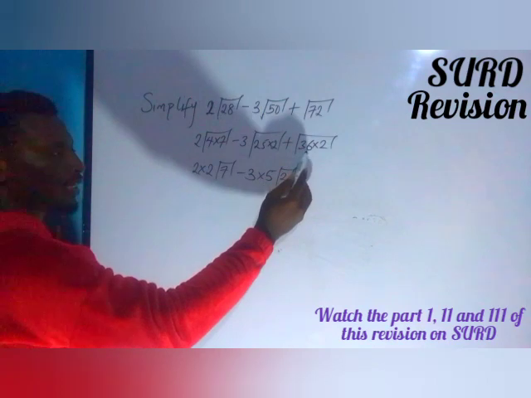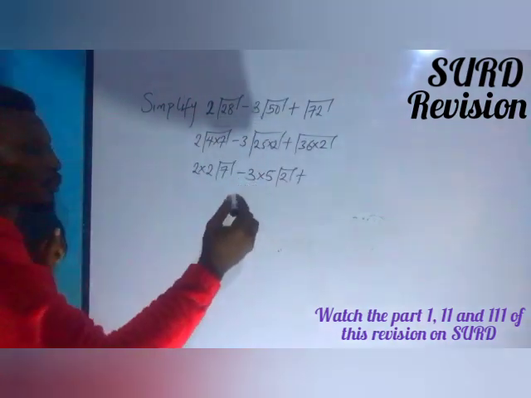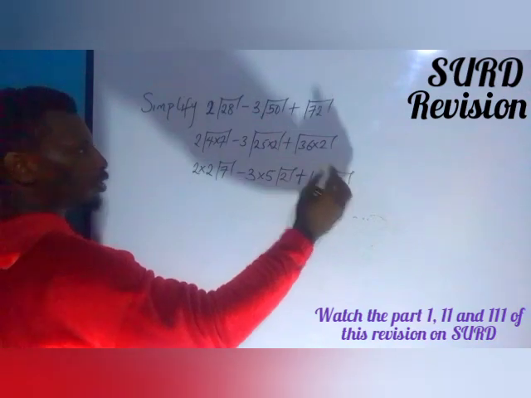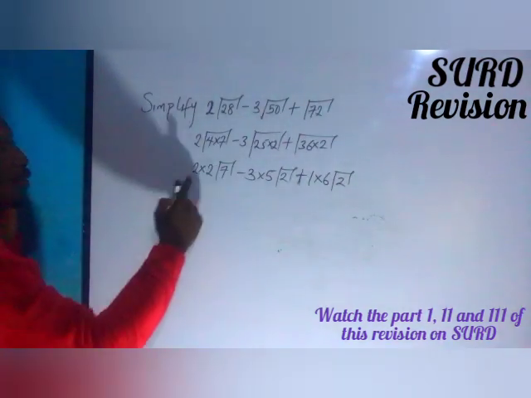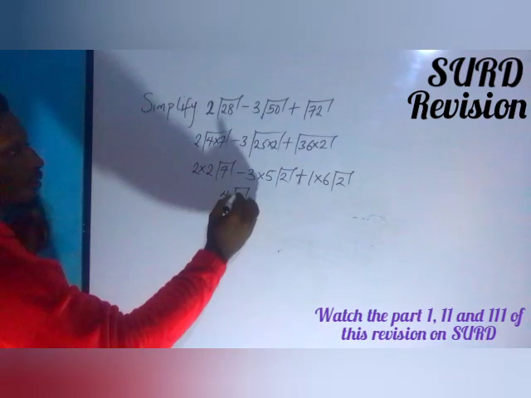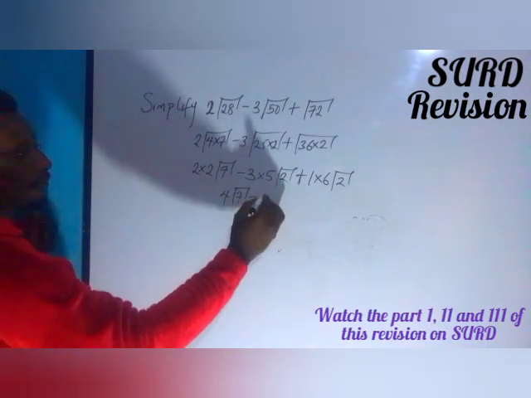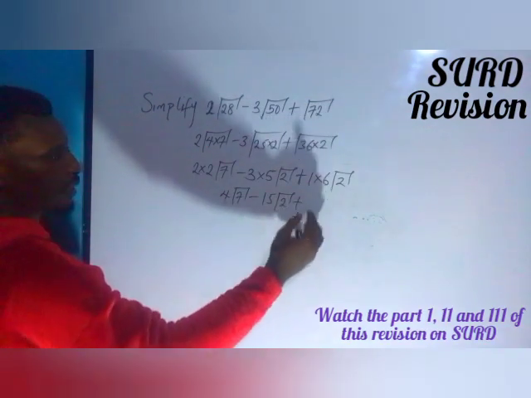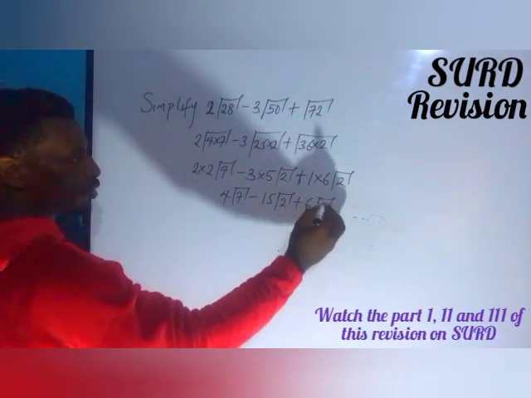Plus, we are having an invisible 1 here. So the square root of 36 is 6. The 6 will be added from the surd. So we are going to have plus 1 times 6, leaving us with surd 2. So 2 times 2 is 4, surd 7. Minus 3 times 5 is 15, surd 2. Plus 1 times 6 is 6, surd 2.